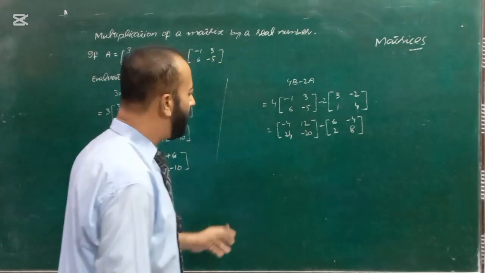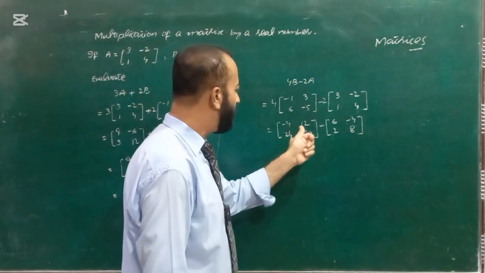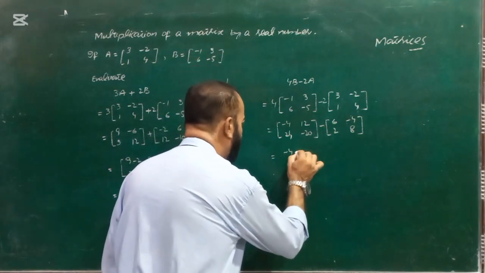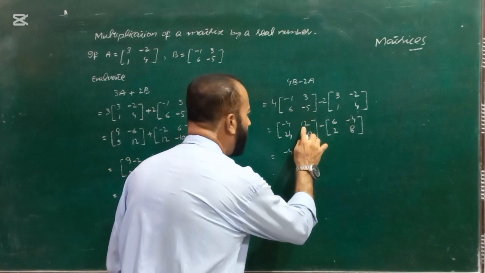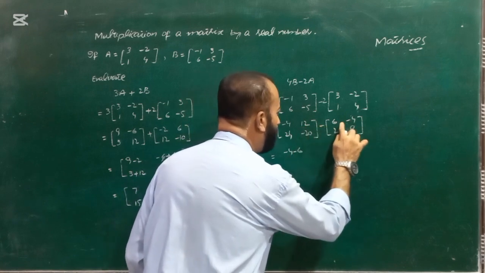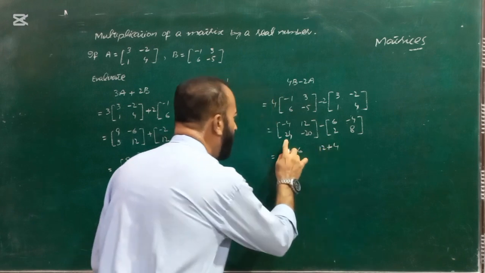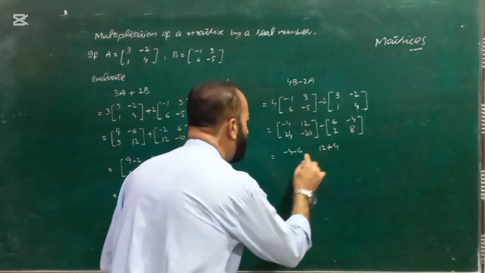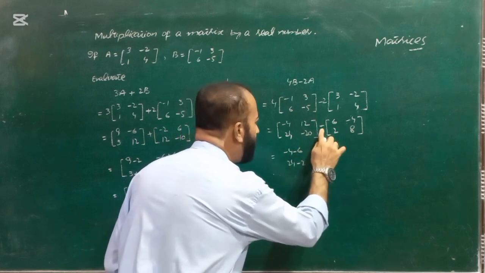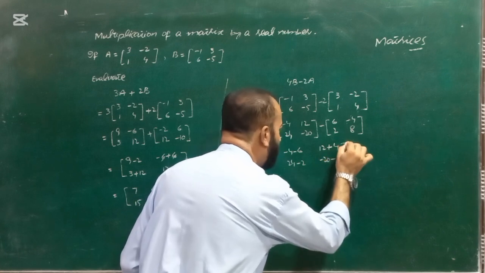Now again, the simple algebraic rule will be applied. So minus 4 minus 6. Then 12 minus minus will become 12 plus 4. Then 24 minus 2. And finally minus 20 minus 8. Bracket close.